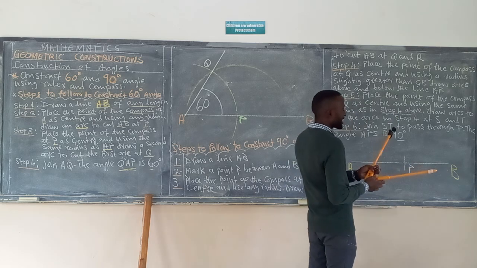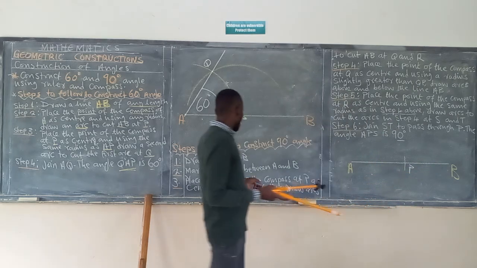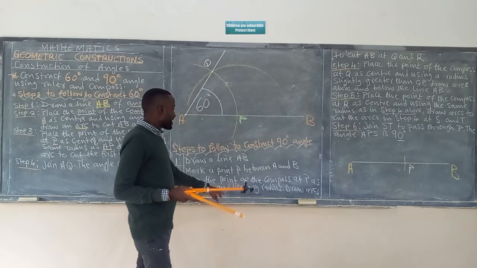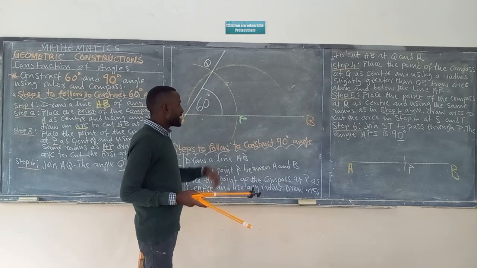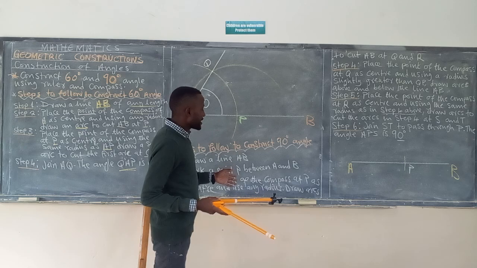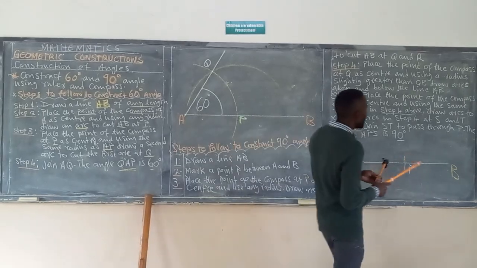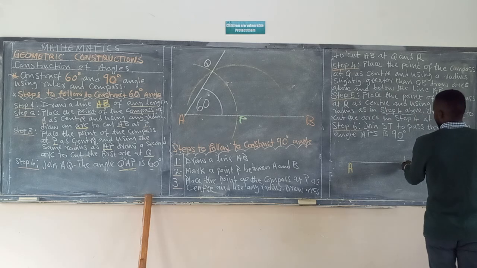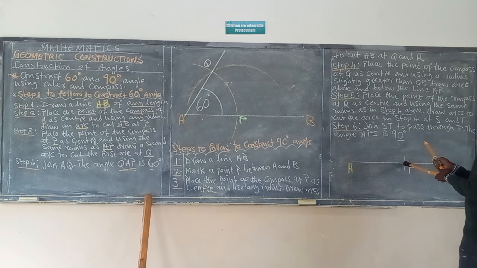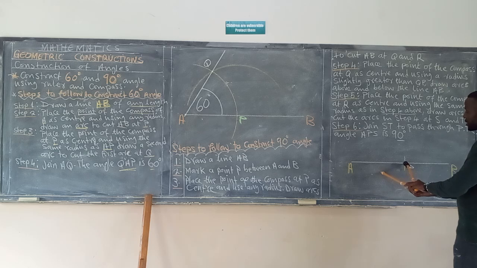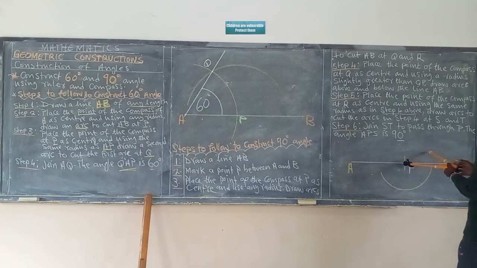So we are going to place the compass at P as center, and use any radius to draw the arc. You put your compass here. Use any radius to draw the arc. Of course, let's draw the arc here. Okay, this is so interesting. You draw the arc there, like that.